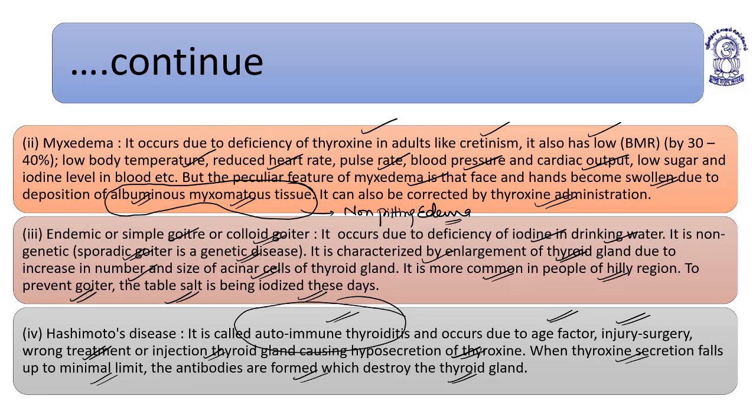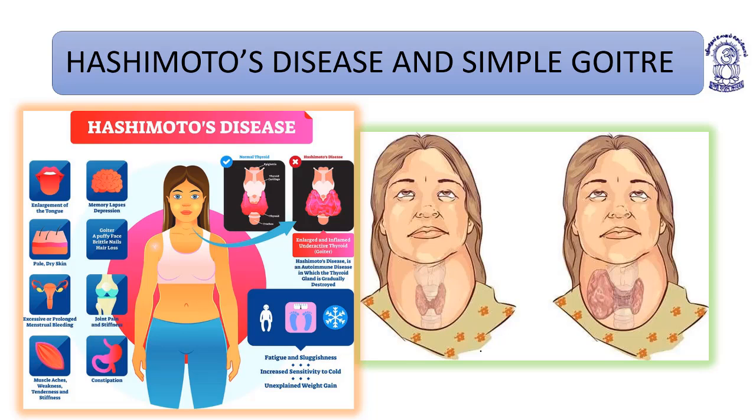It may be because of injury during surgery or wrong treatment, or due to injection in the thyroid gland causing hyposecretion of thyroxine. When thyroxine secretion falls to a minimal limit, antibodies are formed which destroy the thyroid gland. This is Hashimoto's disease. Characteristic signs are enlargement of the tongue, memory lapses, pale and dry skin, a goiter, a puffy face, brittle nails, and hair loss.